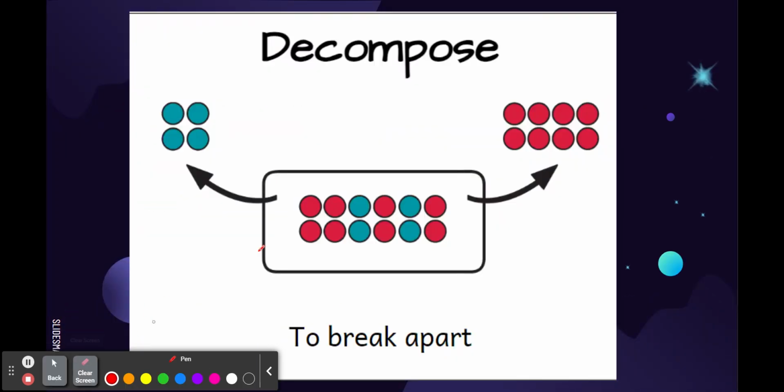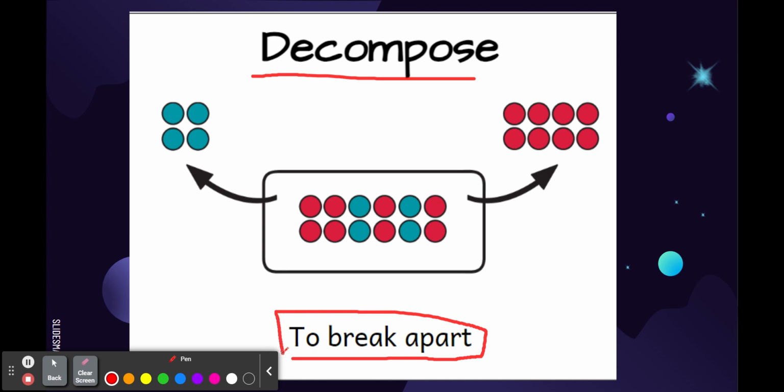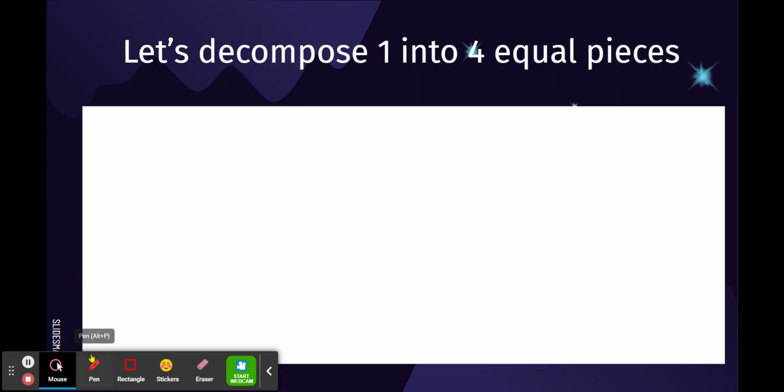Before we get started with our lesson, let's go over what it means to decompose. Decompose means to break apart. We break apart numbers all the time in math, but similarly, right here, we see this card and we decomposed it into blue circles and red circles. So we broke apart this collection of circles. All right, let's get started.